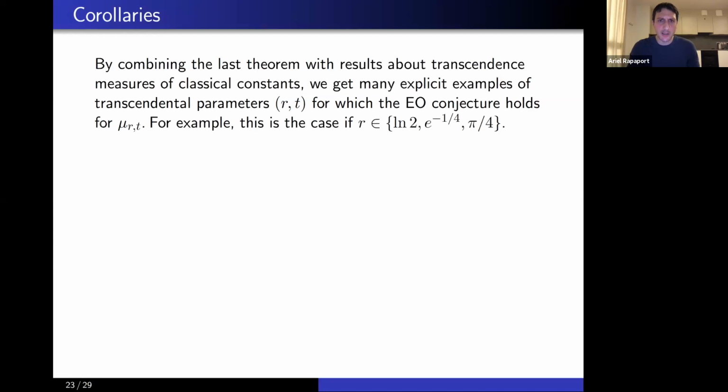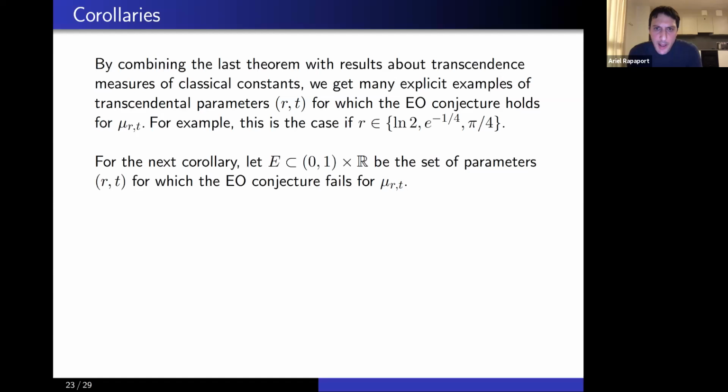So again, the last theorem verifies the conjecture in this context of the homogeneous system with three maps for many explicit transcendental parameters, because of results on transcendence measures. For instance, if the contraction r is any one of these numbers, the conjecture holds for the pair (r, t) for every t. This is because if it failed, then we would be able to approximate r very well by controllable algebraic numbers, and that's not possible. So this is the first corollary.